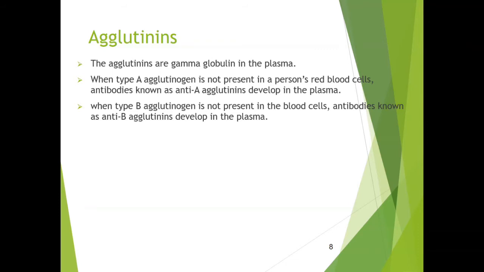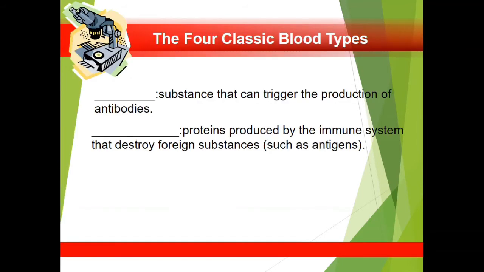Type B agglutinin. The four classic types, fill in the blanks. The substances that can trigger the production of antibodies are basically the antigens. Antigens are foreign substances that, when they enter a person's blood, can trigger an immune response. While the second one is antibodies.